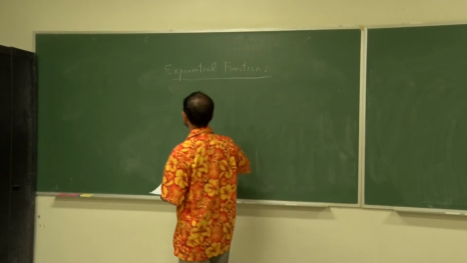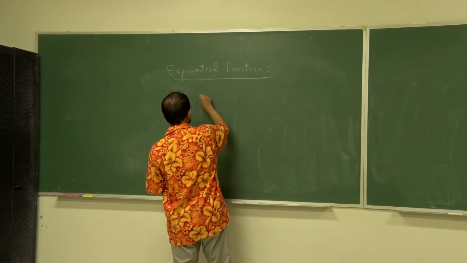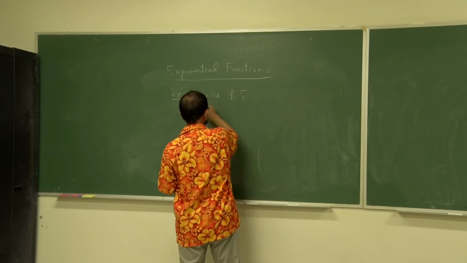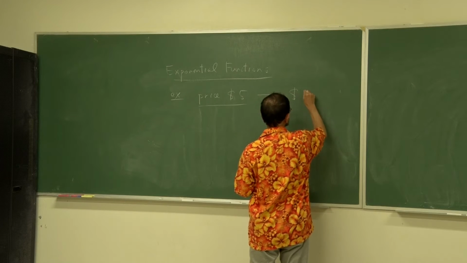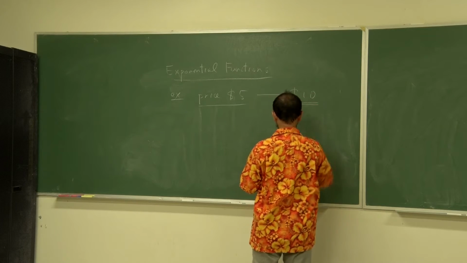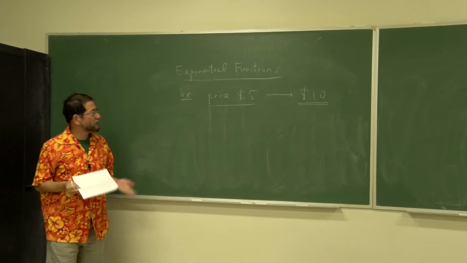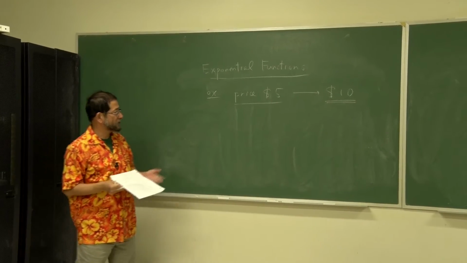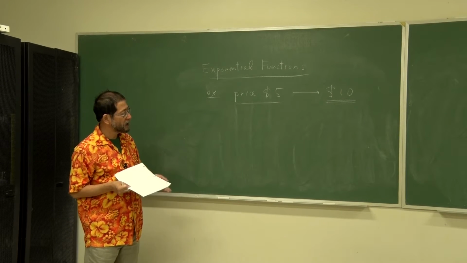So let's look at the situation. Let's say currently the price of some merchandise is just $5. Then next year, suppose this is changed to $10. Of course, we don't have enough information to predict the future, but at least there are two natural ways to build this.